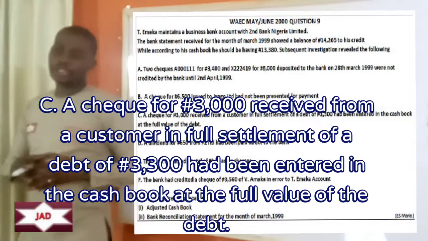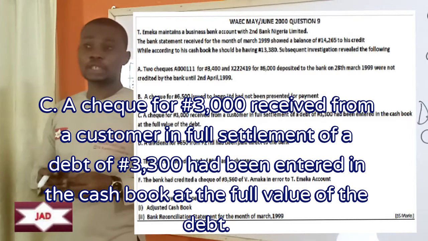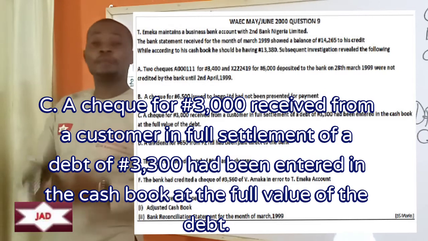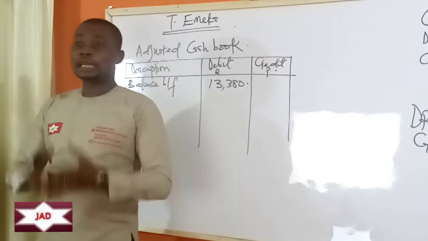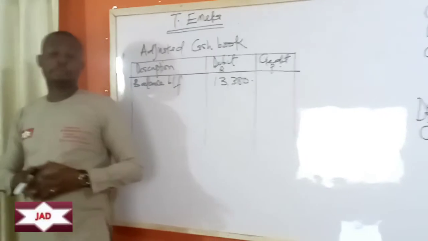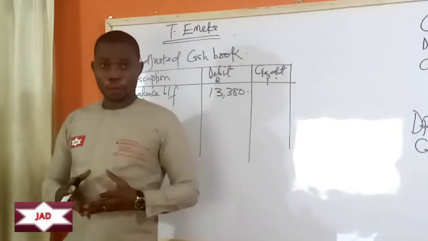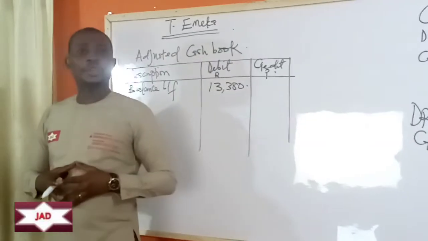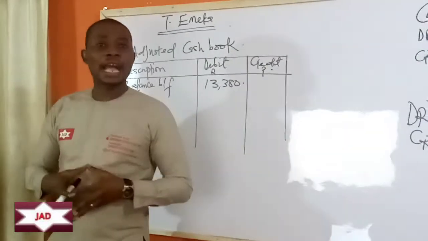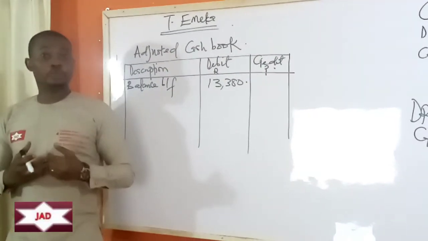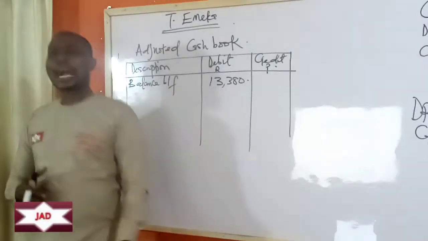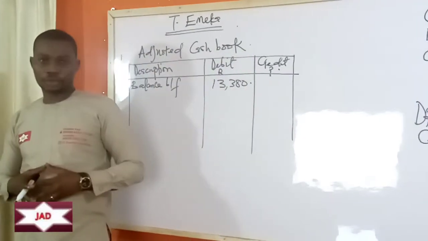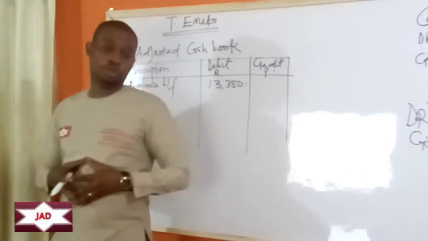So the next one is C. A check for 3,000 naira received from a customer in full settlement of a debt of 3,300 has been entered in the cash book at the full value of the debt. So what they are saying is that T. Emeka received a check from a customer who is owing him 3,300. The check that was received is 3,000, but T. Emeka has recorded 3,300 into the cash book. Remember, in your cash book, when you receive, you debit, when you pay, you credit. So T. Emeka recorded a receipt of 3,300 instead of 3,000. So you have overstated your receipt by how much?